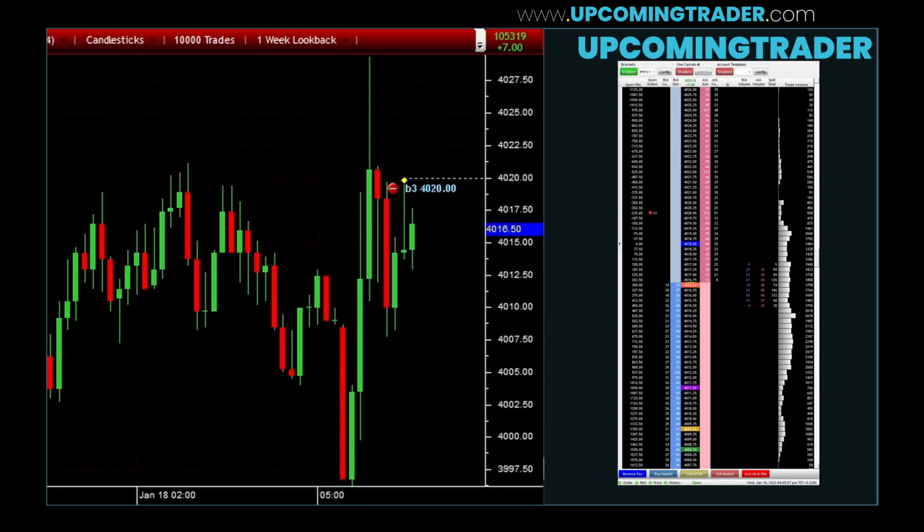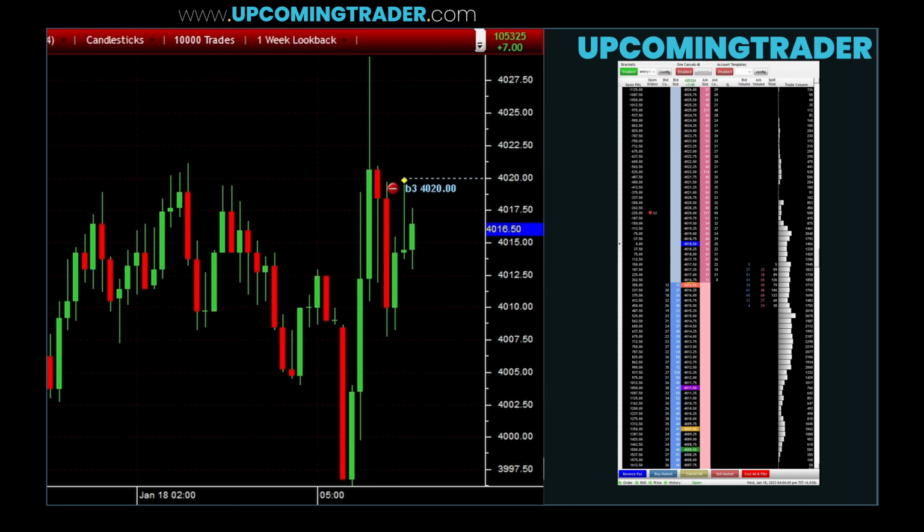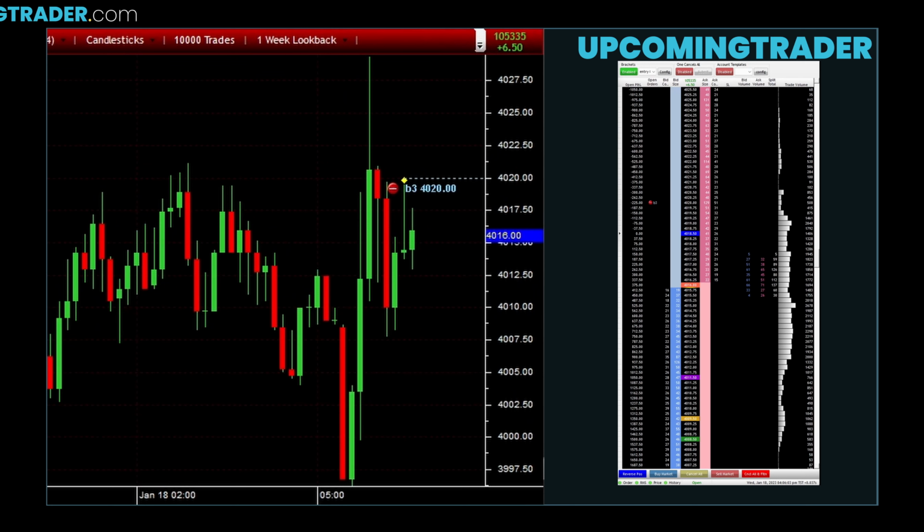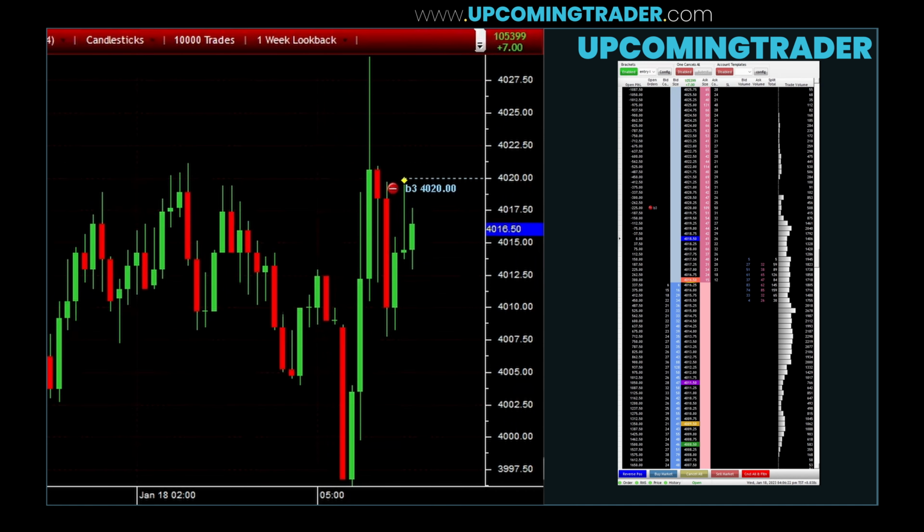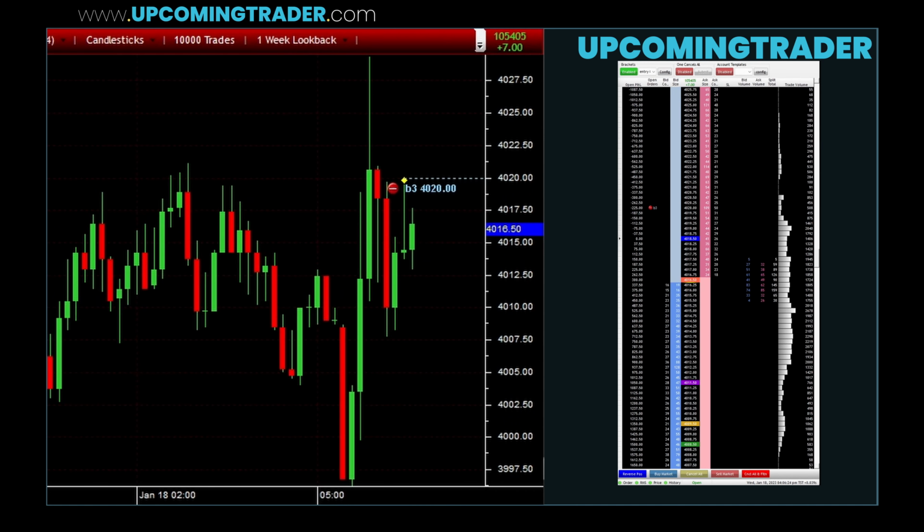Triangles are continuation patterns that indicate a pause in the market before the trend continues. There are ascending triangles, descending triangles, and symmetrical triangles. An ascending triangle has a flat resistance level with rising support, suggesting that the price might break upwards. A descending triangle has flat support with falling resistance, indicating a possible downward breakout. Symmetrical triangles have converging trend lines and can break in either direction, depending on the market conditions.